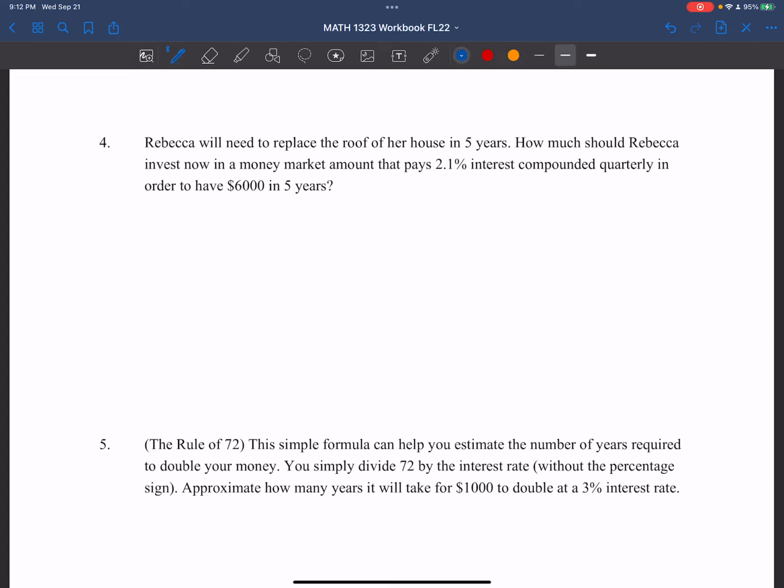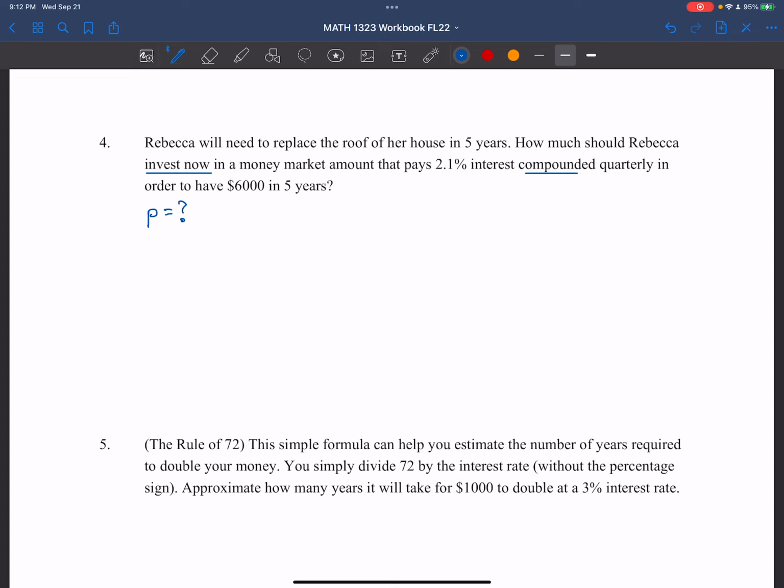Okay, so let's see what we have. This is a compounding, so that is immediately going to tell me I'm going to need to use the compound interest formula. So let's see what we have. How much should she invest now? Invest now, that is our principal. So this is our unknown.